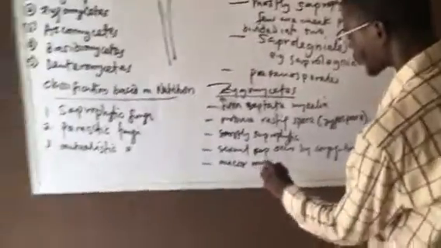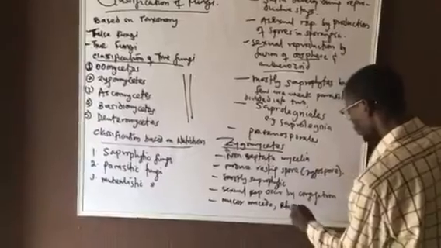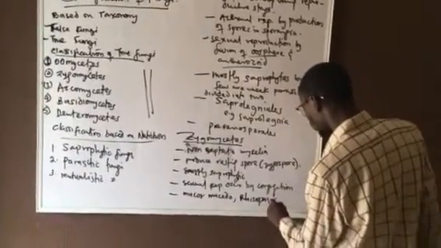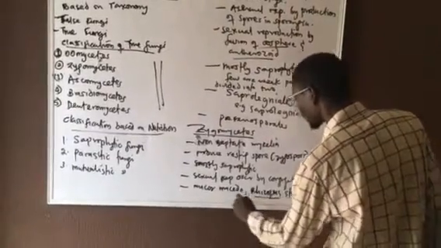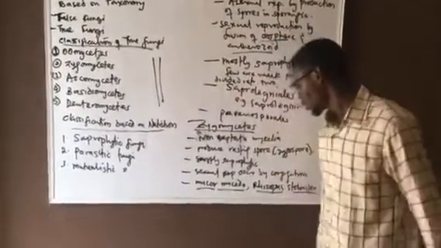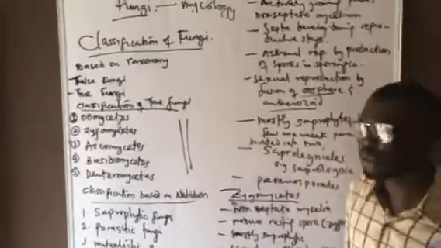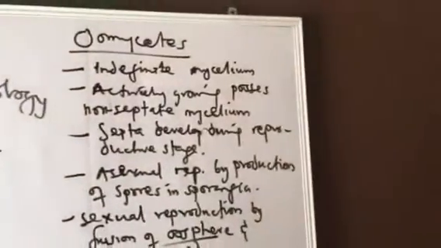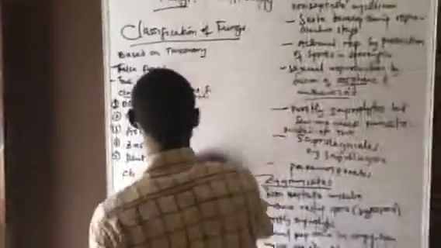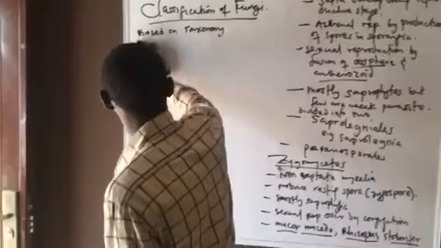Examples of Zygomycetes are the Mucor and Rhizopus: Rhizopus stolonifer, Rhizopus nigricans. These are examples of Zygomycetes. Then we move to Ascomycetes. Then we'll talk about Basidiomycetes and Deuteromycetes. So let's talk about Ascomycetes now.